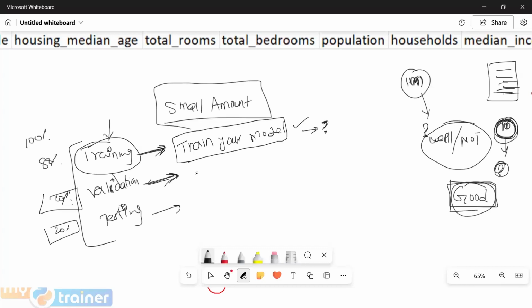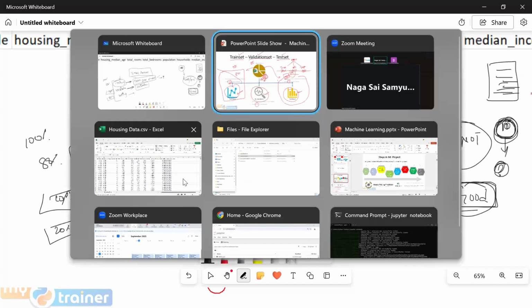Is that clear? Anyone have any questions on this? A kind of self-validation, I can say. Is it clear so far? Anyone have any questions so far? Validation set purpose, is that clear? No questions, good? Samyukta, it's clear? Balakrishna?